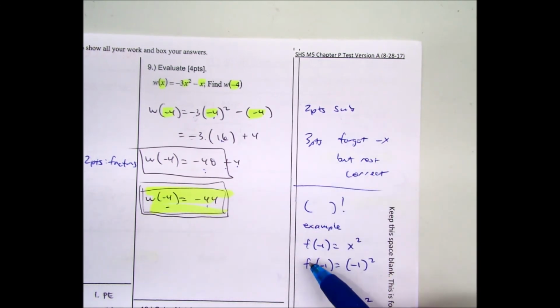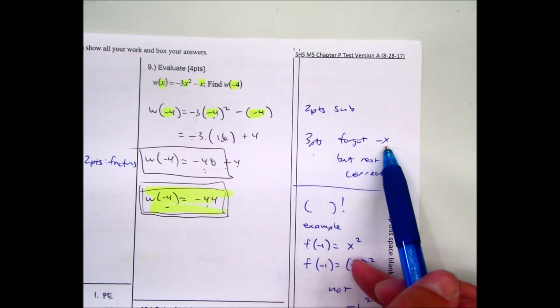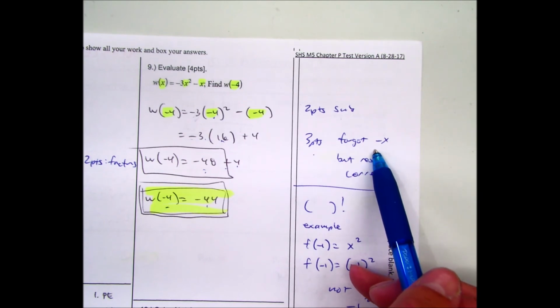I wrote 3 points if you forgot the negative x. A lot of students forgot to subtract. They may have done that.